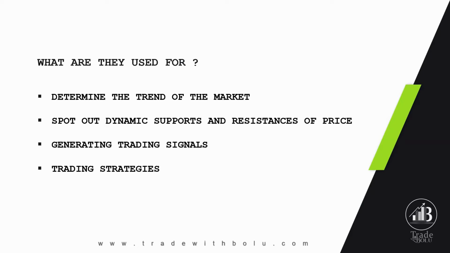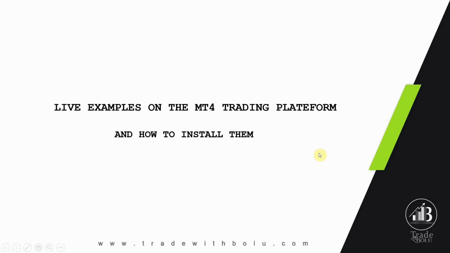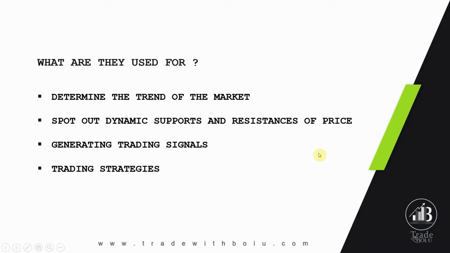It's also used to spot dynamic supports and resistances of a price. The market moves in three directions majorly: uptrend, downtrend, or consolidation. The market doesn't move straight. It either moves in impulse and retracement, as some of you know it to be. The market never moves in a straight line. So it moves like this, like this, and that's a downtrend. That's what you have as a trend of the market. So it determines the dynamic supports and resistance of the price.